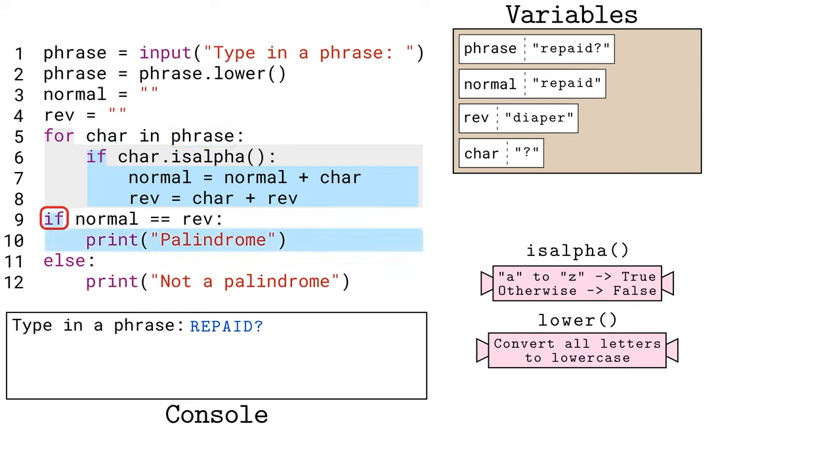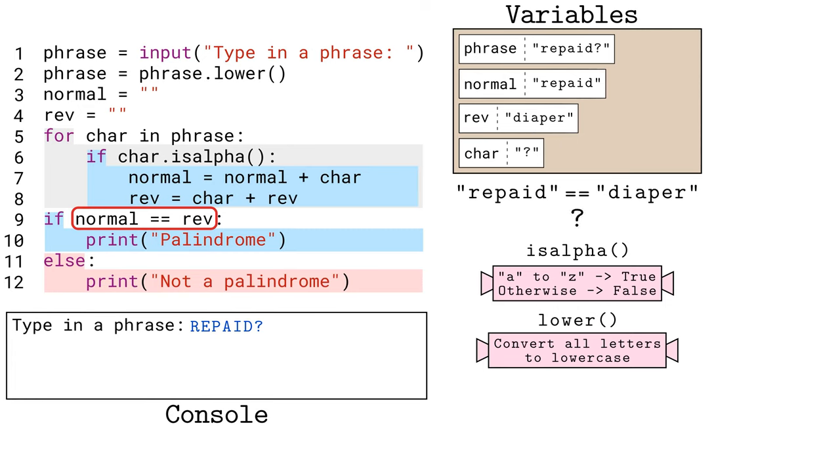When Python makes it to line 9 and compares the normal and rev variables, these are not the same, so the double equals operator evaluates to false. Python advances to the else statement and then the else branch to print the message, not a palindrome.